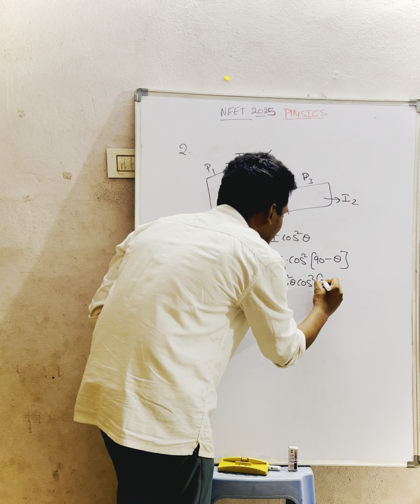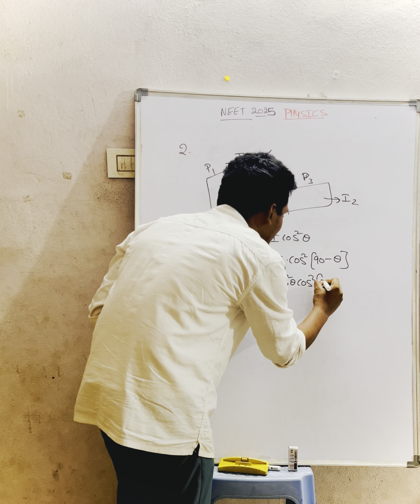Now let's use some trigonometry, which is cos square 90 minus theta is sin square theta. I cos square theta into sin square theta. So what I will do is multiply and divide by 4, so that I can write 4 sin square theta into cos square theta as sin square 2 theta. So this is another mathematical equation you better remember, which is as follows: sin 2 theta is equal to 2 sin theta cos theta.